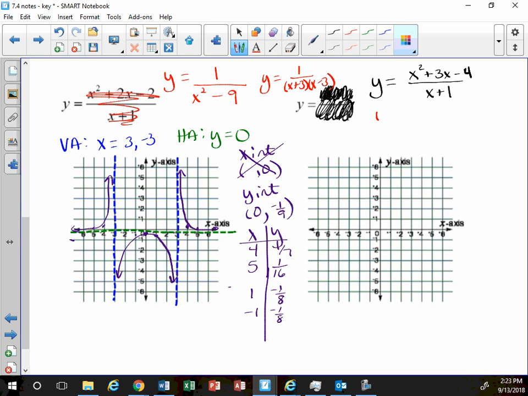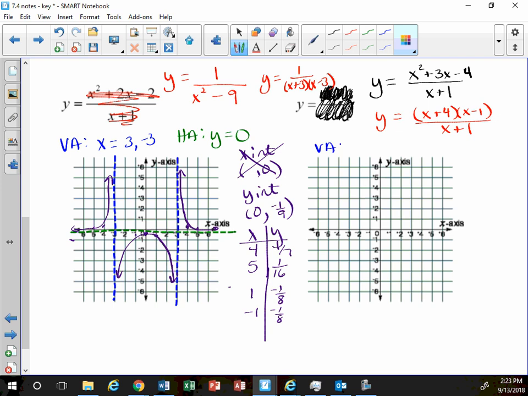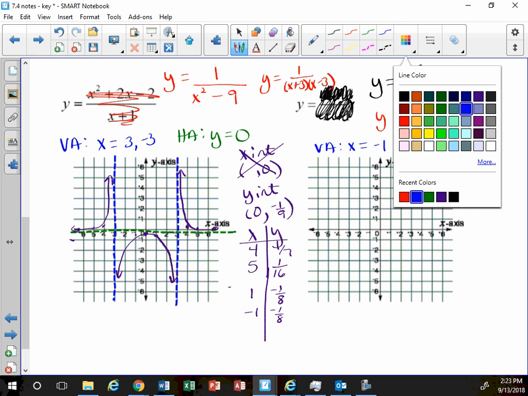So let's factor it. What does your numerator factor into? Excellent. Okay. Anything canceled? Nope. So we know we don't have any holes. No holes on this one. Okay. We do have a vertical asymptote. Just one this time. Where is our vertical asymptote? At what equals? Yes, x equals -1. Good. Okay.